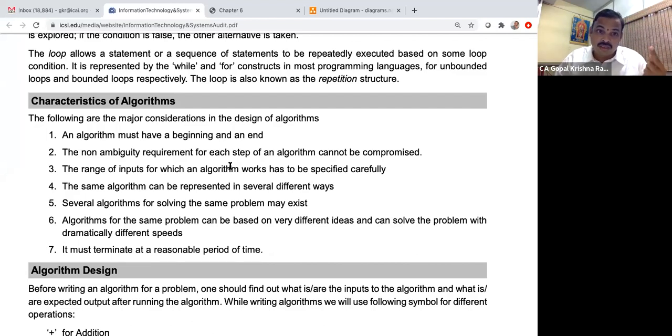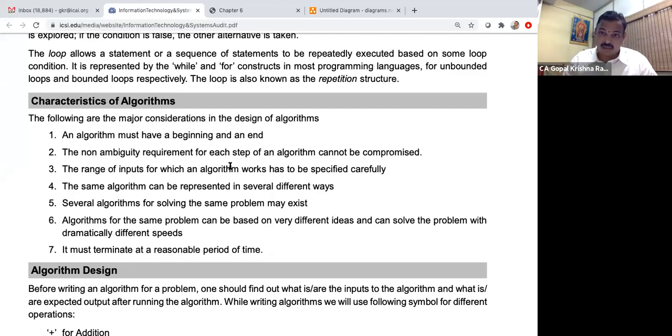The non-ambiguity requirement for each step of an algorithm cannot be compromised. What is non-ambiguity? Otherwise, after this step, I don't know what to do. That is why mathematics is a very beautiful subject, because in every mathematics problem you have steps and you arrive at a solution. So all solved mathematical questions are algorithms. There is no ambiguity. And the moment you don't solve the question, you have not solved it at all, and you will not get that feel of answering a mathematical question. Now, the third point: the range of input for which an algorithm is designed has to be specified carefully. What is range? For example, b² − 4ac, you will have three answers. It may be equal to 0.